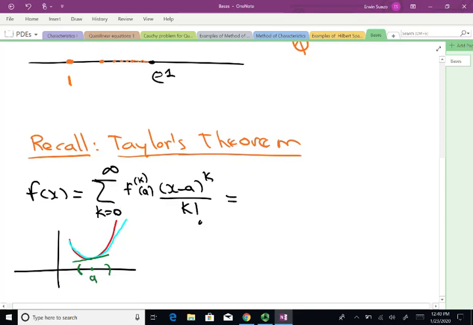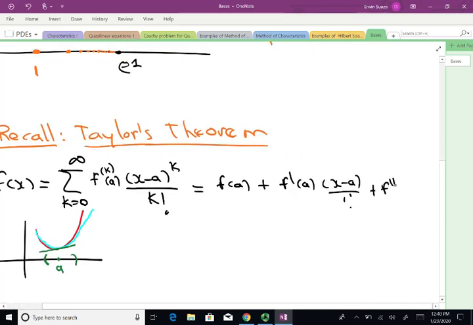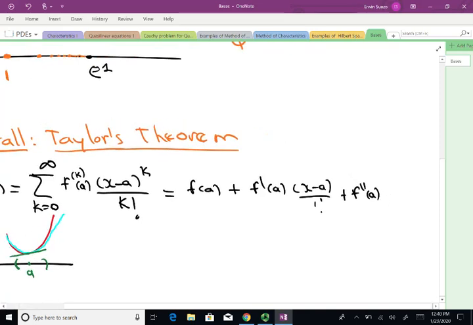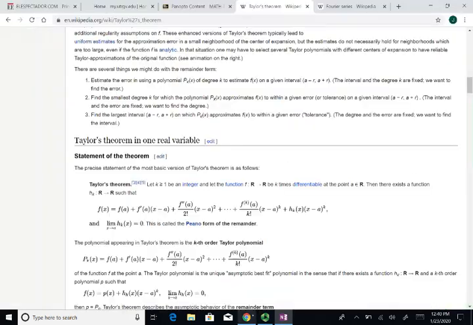So let me plug it in here. At k equals 0, I have f of a. Then plus, the next one is f prime of a times x minus a over 1 factorial. The next one is the second derivative of a times x minus a squared over 2 factorial, and so on. This is Taylor's theorem, but look at this.